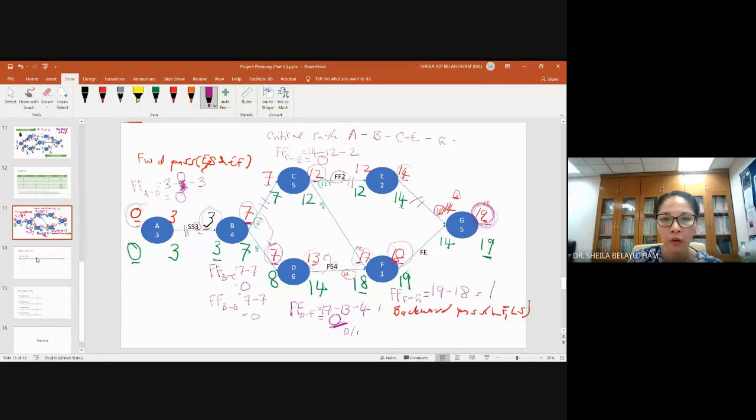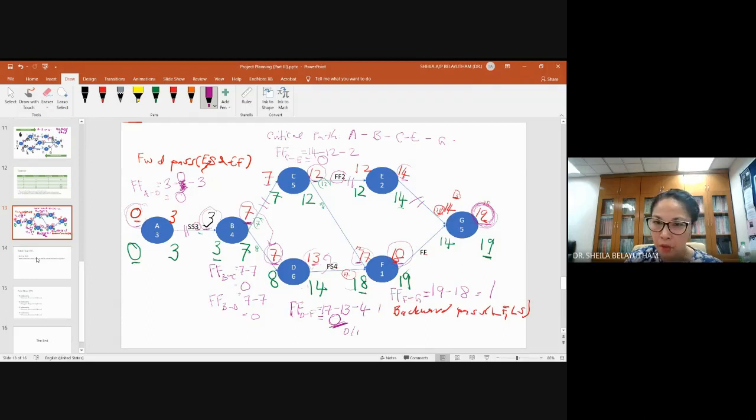For free float, it does not concern directly your total project duration, but it concerns the next activity. That's why your free float relates with the next activity and the relationship with it. If you have 0 free float, you don't have any time gap between the activities. For example, activity A to B, start to start 3, there is no time gap, so free float is 0. A finishes, B will start after 3 days.